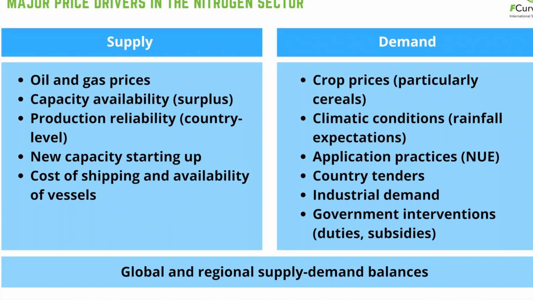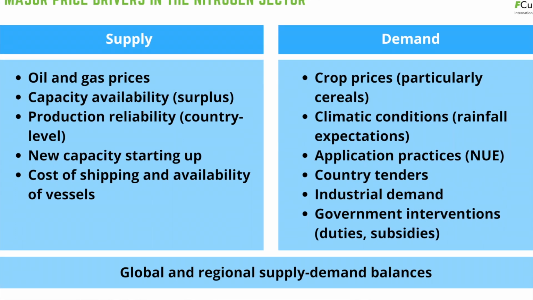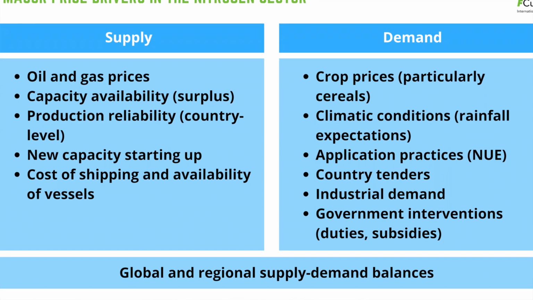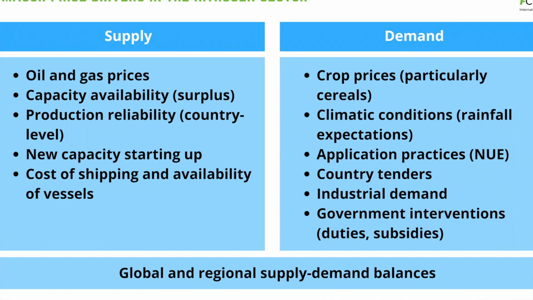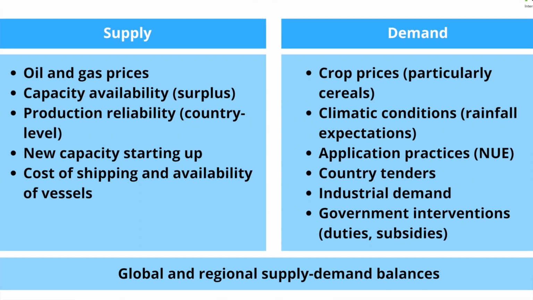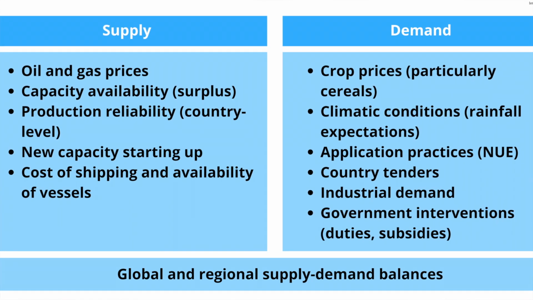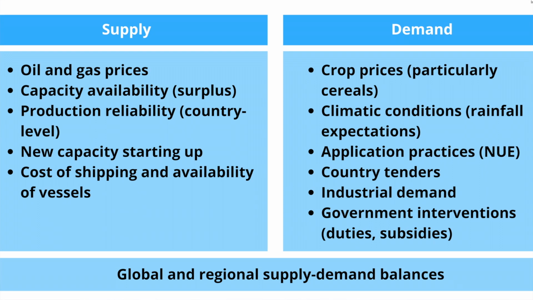Ultimately, it is the supply-demand balance within a particular region, or the agglomeration of supply-demand balances overall at a global level, that determine the price. So monitoring the factors listed in the table and assessing their impact on either supply or demand is key to understanding price trends.